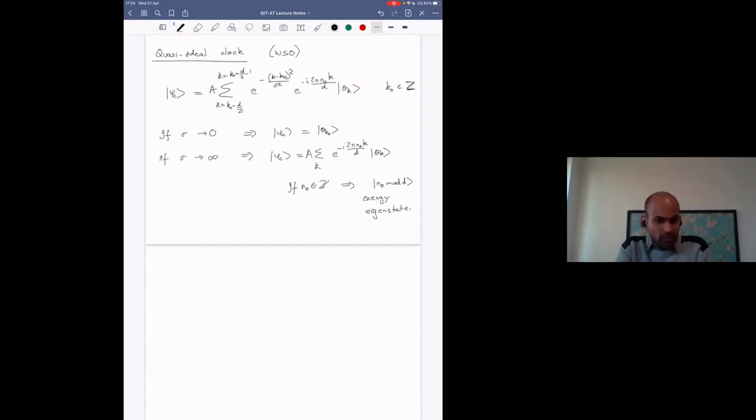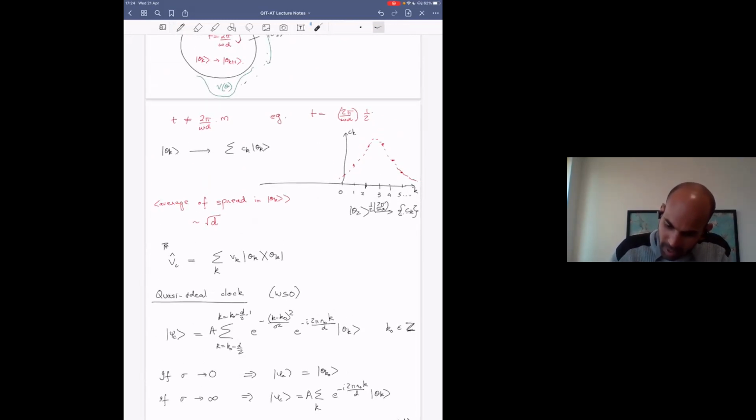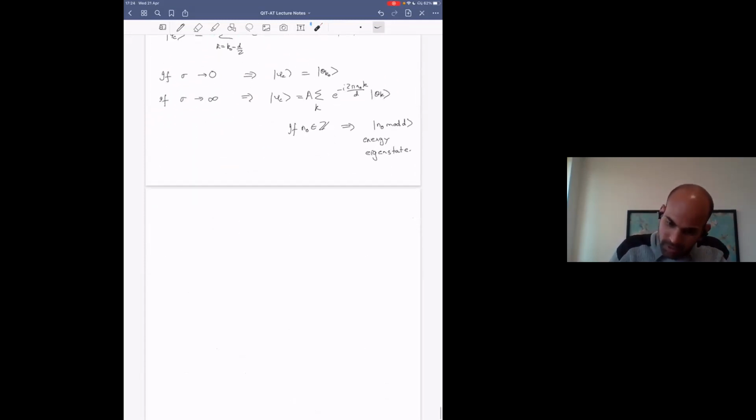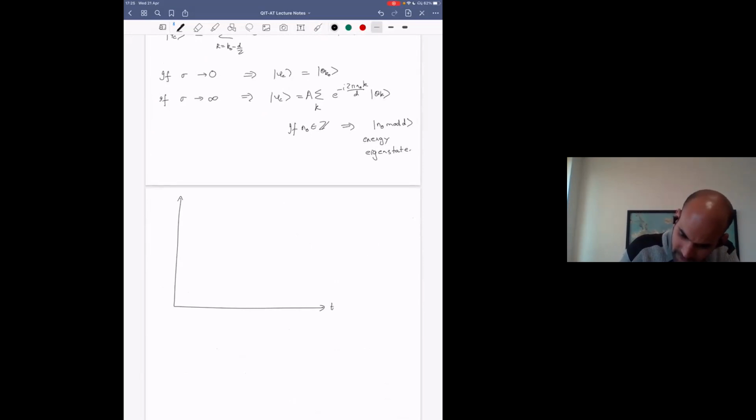Okay, why do we construct such states? The reason is exactly the following. So remember, I just discussed briefly what the average spread in theta k is. It's square root of d if I start in the Peres state. So what I'm going to do is now consider the following. And this I'm not going to do the calculation, but I'm going to argue what the result is. So this is time, and this is the spread in theta. So sigma squared theta, which is somehow the spread in the theta basis.